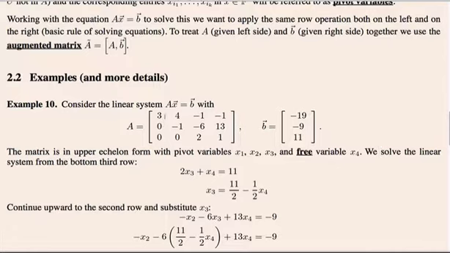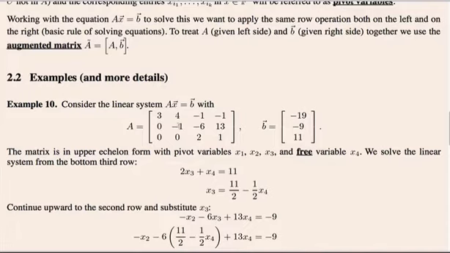So once we have an upper echelon form, we can solve this linear system from the bottom to the top. We write back the equation form of this matrix-vector equation. So this says that 2x3 + x4 = 11, the right-hand side, from the bottom row, the third row. And then we solve this for the pivot x3 in terms of the other variable. So we get x3 = 11/2 - (1/2)x4. Then we continue upward to the second row and we substitute x3 because we already solved this x3 in terms of x4.